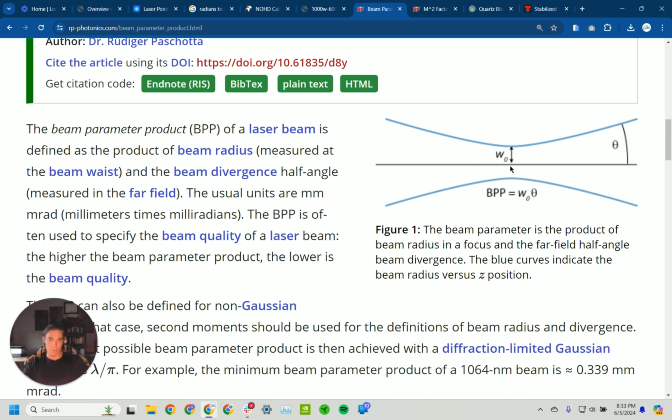So this is the beam waist, which is the thinnest part of the beam. So it's the radius of the thinnest part of the beam. And then the divergence angle, which is this Greek character theta, which looks like a 0 with a line through it.